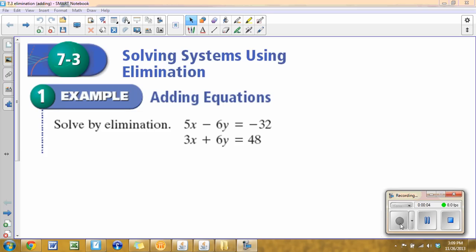Okay, solving a system by elimination. So we talked about substitution and graphing. This is just another way to solve. Not necessarily better than one way than the other. This one just sometimes is a little easier.